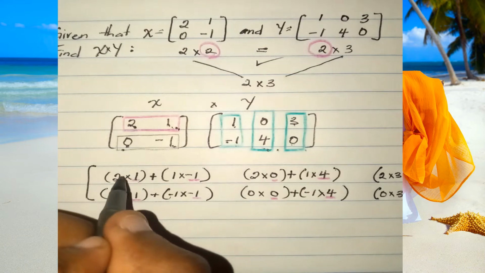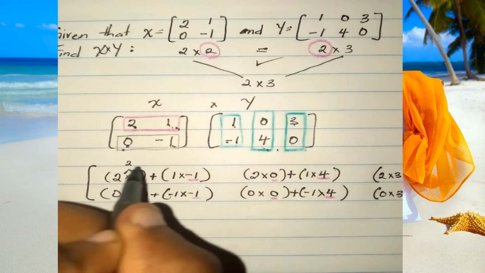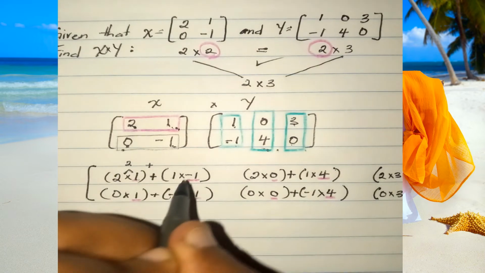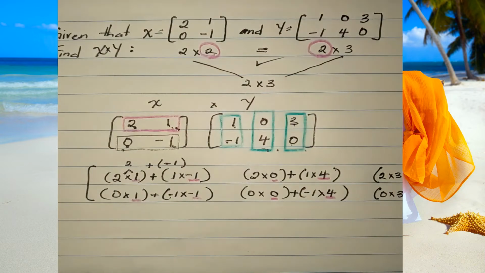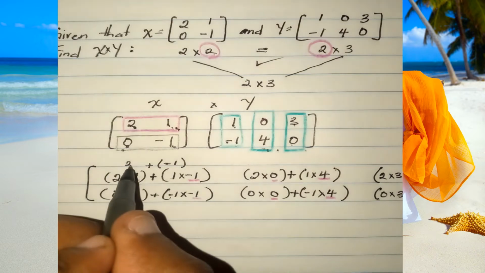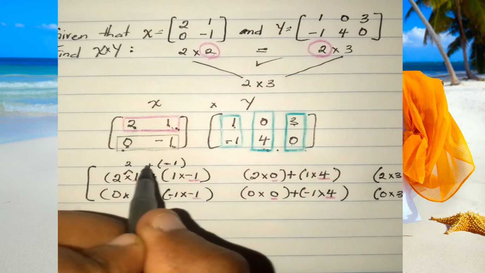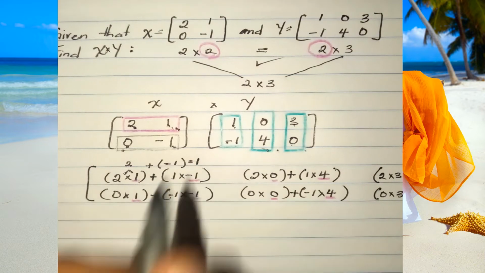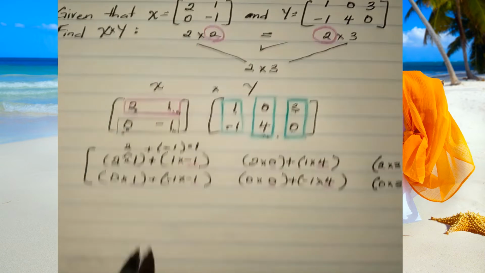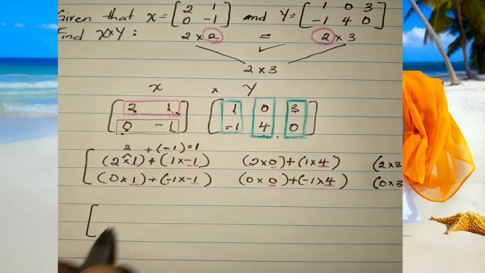So 2 times 1, that is 2. And I'm adding to that 1 times -1, which is -1. Putting them in brackets to help me. Right? So 2 plus -1, which really means 2 take away 1. That's 1. Good. So I know that the element to come here is going to be 1.